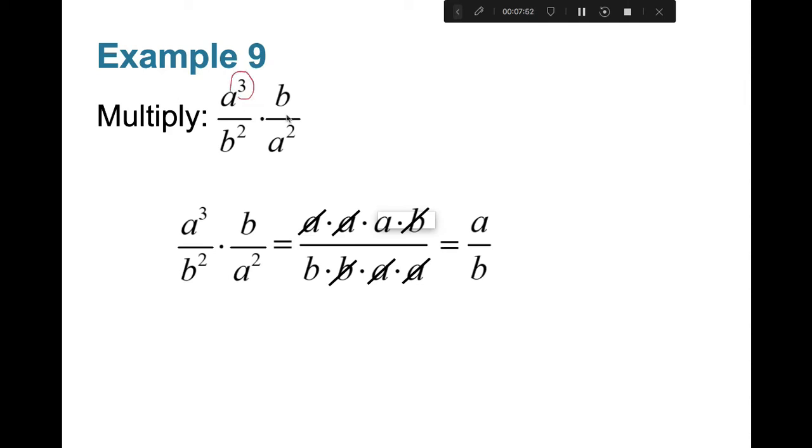Another way to do this is to look at our exponents. When I have an a to the third on the top and an a to the second on the bottom, I know those are going to cancel out and just become 1a on the top. That's an a, not a 9. And I have a b squared and a b here, so one of those is going to cancel out, so that's going to be that b.